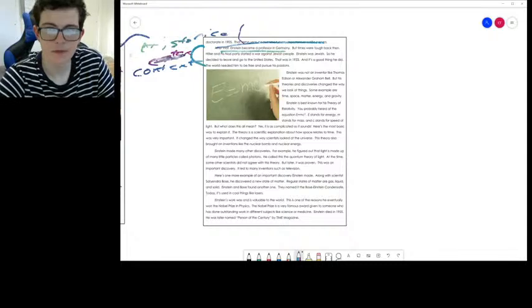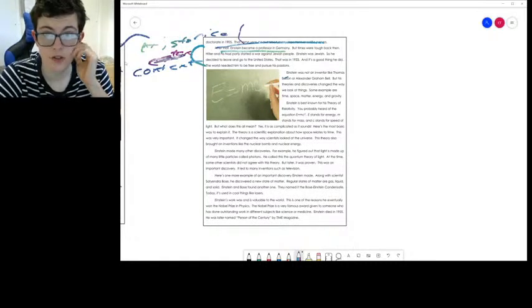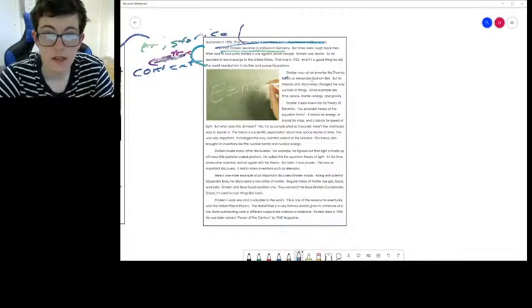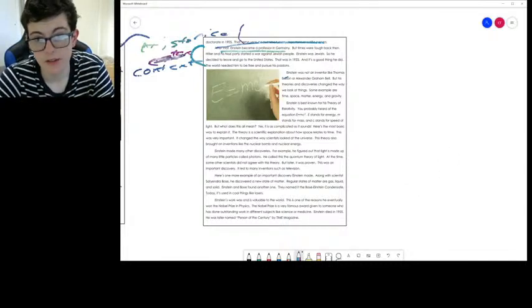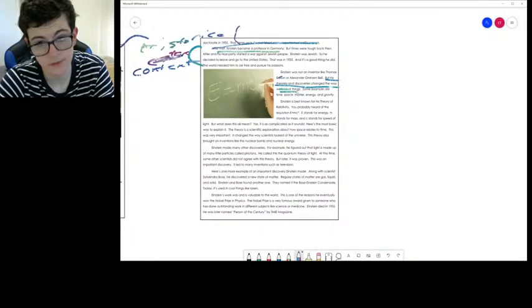Okay. Einstein was not an inventor like Thomas Edison or Alexander Graham Bell. His theories and discoveries changed the way we look at things. Some examples are time, space, matter, energy, and gravity. This first sentence doesn't need to be underlined, but the second sentence does, because it points him back to being a great mind, because his theories changed a lot of things. I'll underline that. And some concrete examples are good details that I have underlined.